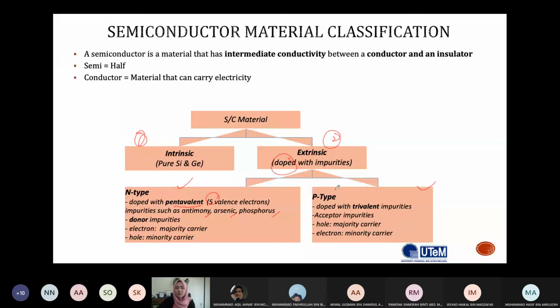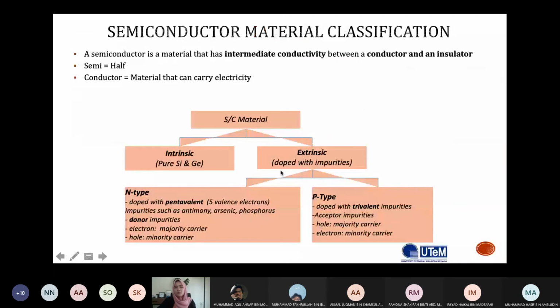For the P-type semiconductor, it must be doped with a trivalent material, which has 3 valence electrons. We call these acceptor impurities. For the P-type, the majority carrier is the holes, while the minority is the electrons. So that's why we have N negative, P positive.